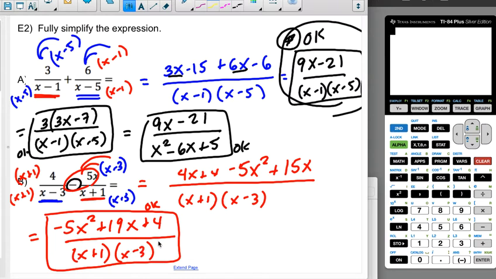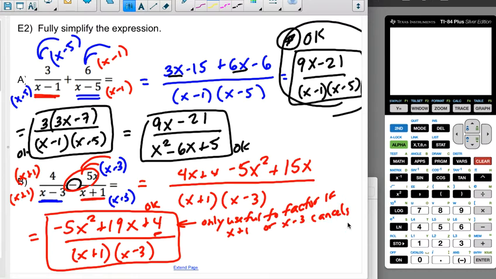I already know that x minus 3 is not a factor because 3 is not a factor of 4. X plus 1 could work, and I could check and see if it factors, but the only incentive to factor this is if the x plus 1 or the x minus 3 cancels. Otherwise, there's just no reason to put the work in, right?